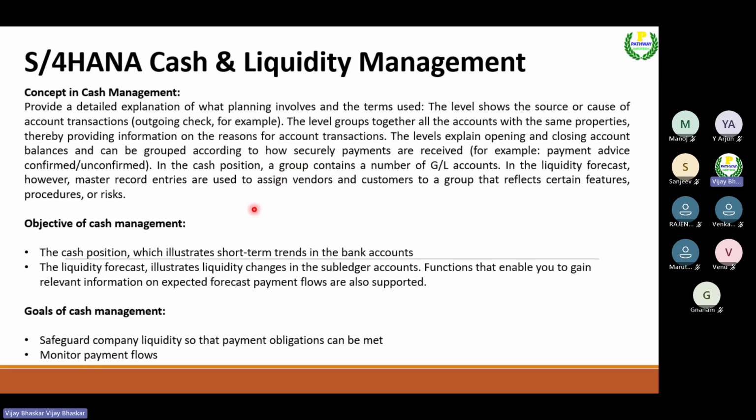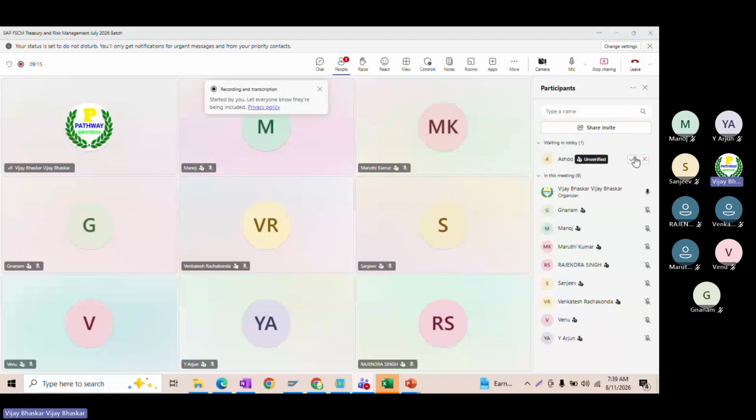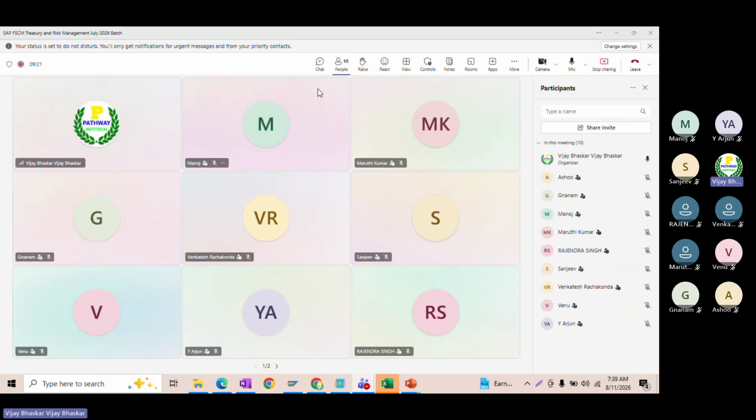Okay, so before starting today's session, let us quickly recap what we have discussed until yesterday. We have done the configuration successfully. I'm just making a summary of everything we have done until yesterday. We successfully configured accounts payable, accounts receivable, and also GL accounting, the basic configuration of FI and CO.